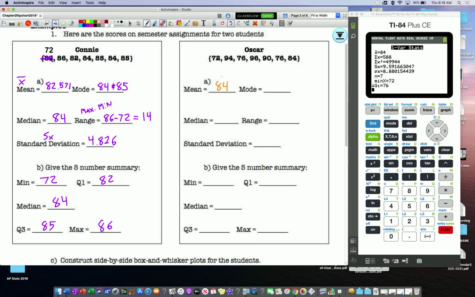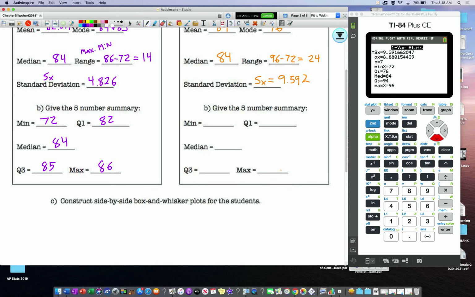84. Let's see, was there a repeat? Looks like 76 is the mode. My median, if I scroll down to the bottom, was 84. My range: my max was 96, my min was 72, so I have a range of 24. Standard deviation, remember, is that symbol S of x, 9.592 if I round to 3 decimal places. The 5-number summary again is 72, 76, 84, 94, 96.